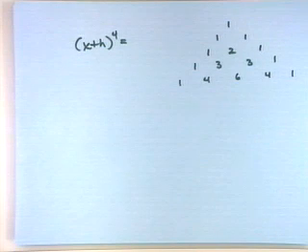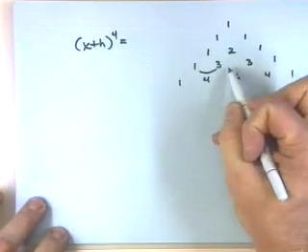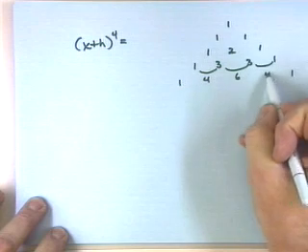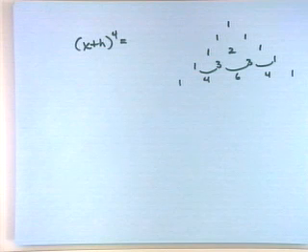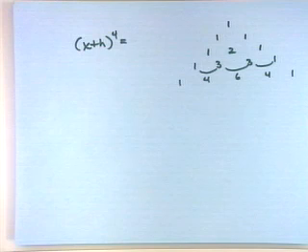Have you seen this before? What am I doing to get these numbers each time? Adding the 2 above, right? So I'm adding 3 and 1 to get 4, 3 and 3 to get 6, 3 and 1 to get 4. And these would be the coefficients of some x plus h or a plus b, some binomial to some positive integer power.